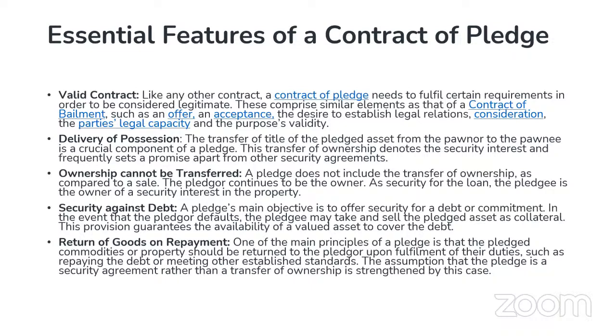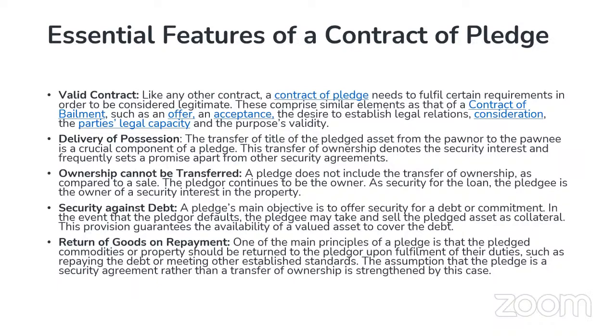What are the essential features of a contract of pledge? Valid contract. Again, see, I told you all these are special contracts. They are also contracts, but they're special contracts. So whatever essential features are required for a valid contract, all those essential features are also required for a pledge. Right? Then the next essential feature is delivery of possession. So goods have to be goods or assets, whatever.